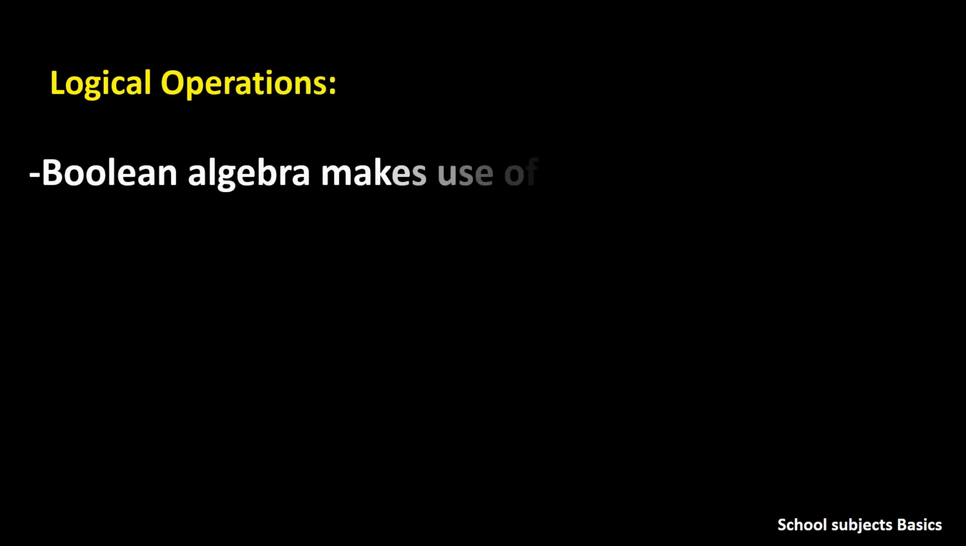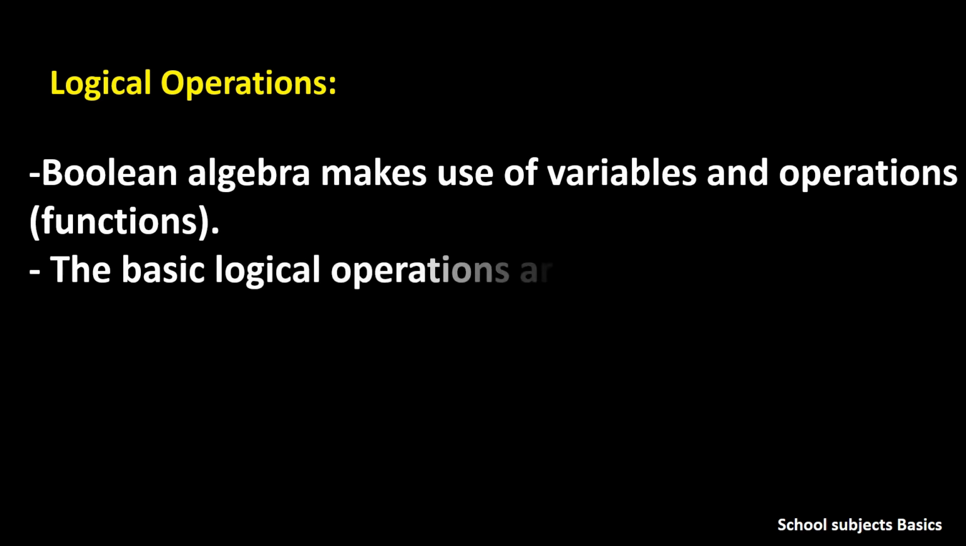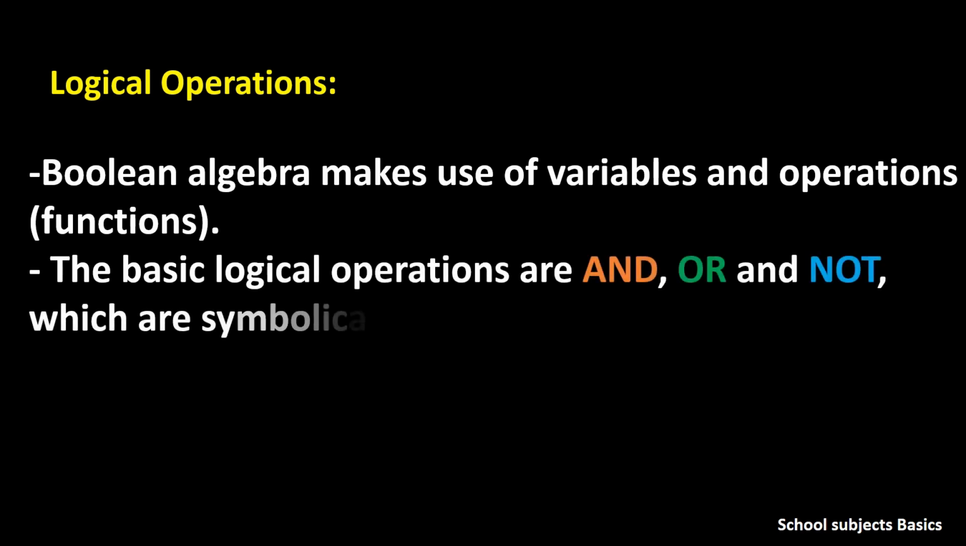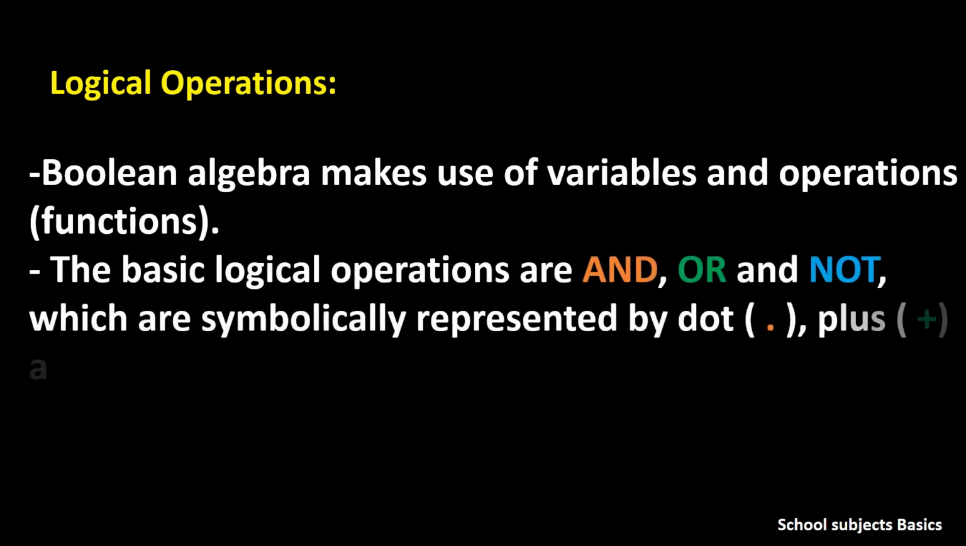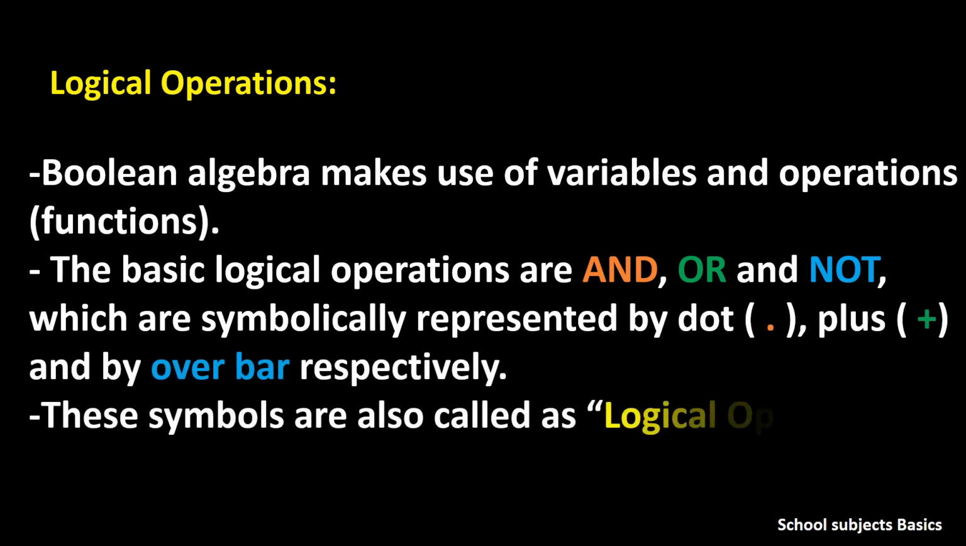So thus the Boolean algebra makes use of the logical variables and functions. So the basic logical operations are AND, OR and NOT. So AND is represented by dot, OR by plus and NOT by over bar. So thus these symbols are known as logical operators.